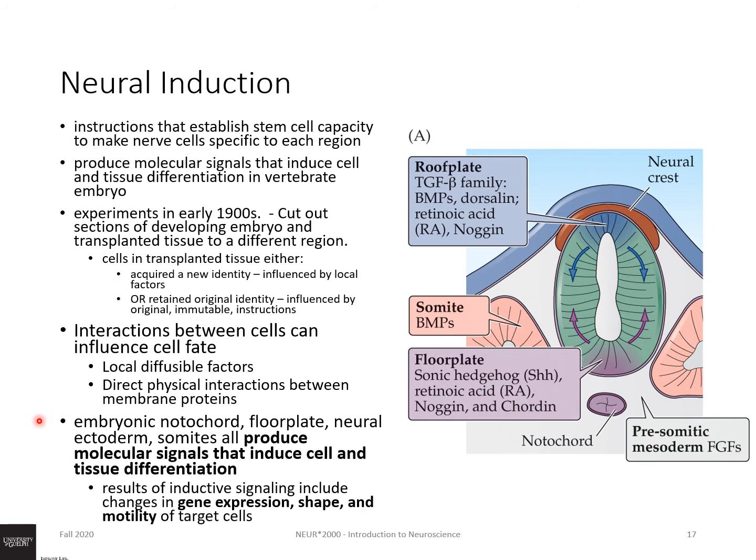And the embryonic notochord, floor plate, neural ectoderm, somites, these all produce molecular signals that induce cell and tissue differentiation. And the results of these inductive signalings include changes in gene expression and shape and motility of target cells. So there is a lot going on in the embryonic neural tube that is necessary for proper formation of our central nervous system.